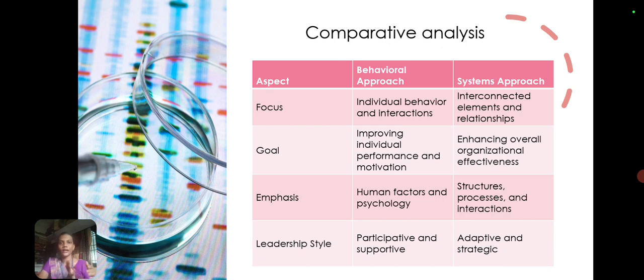So I have created a comparative analysis of the system and behavioral approaches. The focus for the behavioral approach is on individual behavior and interactions, but for the system approach it is interconnected elements and relationships. As for goal, the behavioral approach's goal is improving individual performance and motivation. For the system approach, it is enhancing overall organizational performance. Then the behavioral approach's emphasis is on human factors and psychology, but for the system approach it is structure and process. For leadership style, the behavioral approach involves participative and supportive leadership, and the system approach is adaptive and strategic.